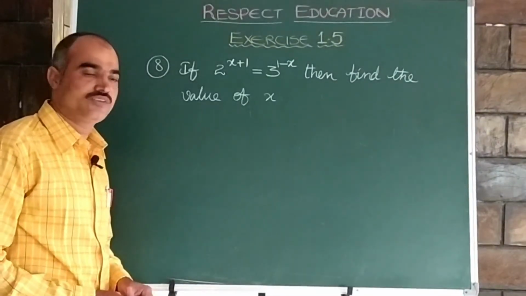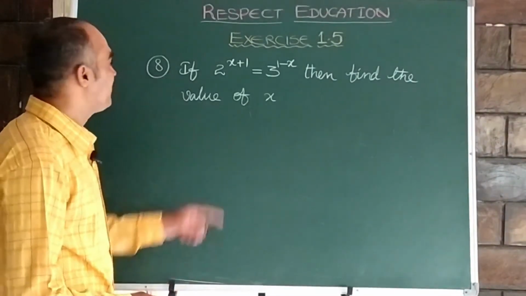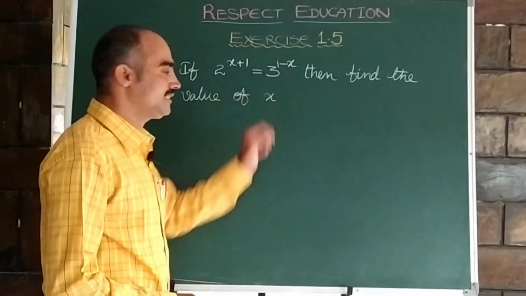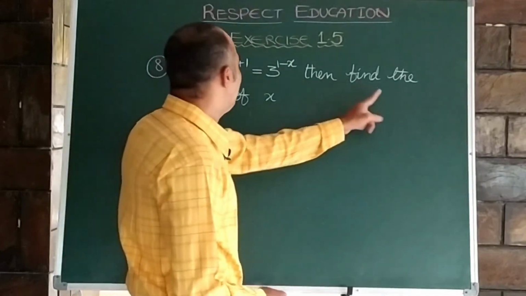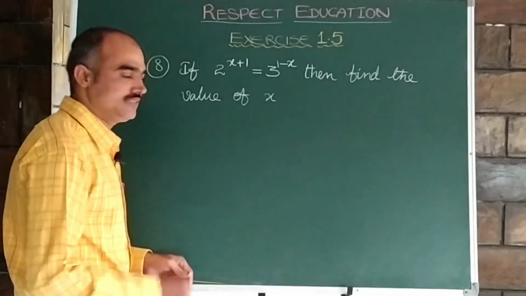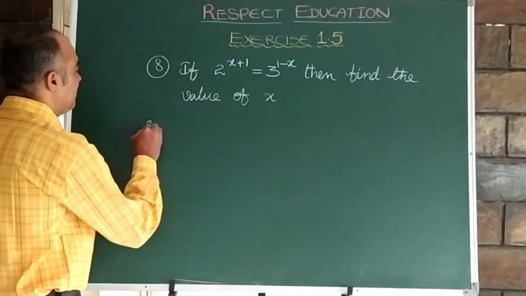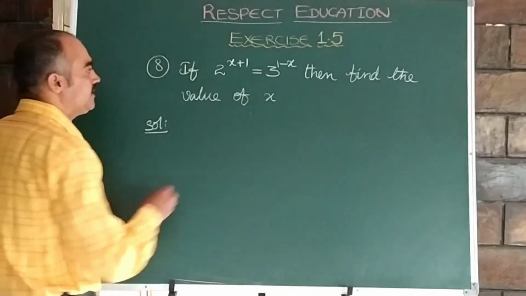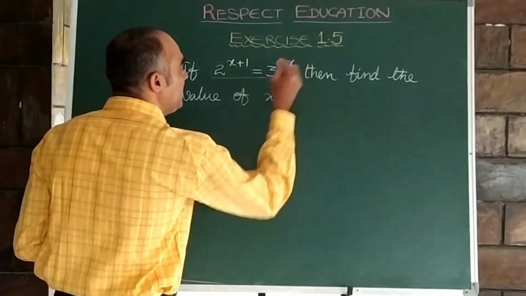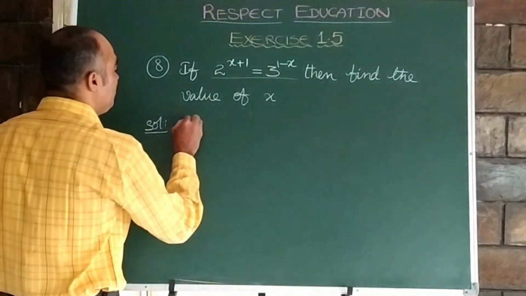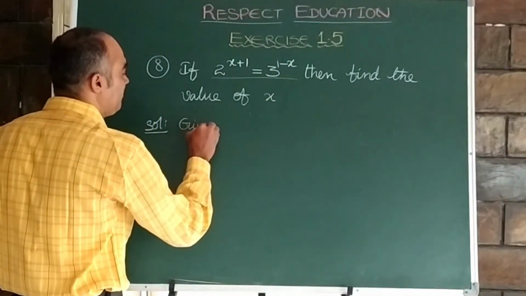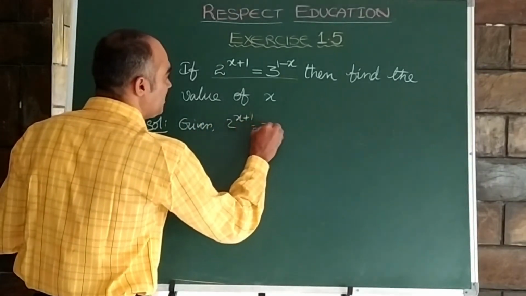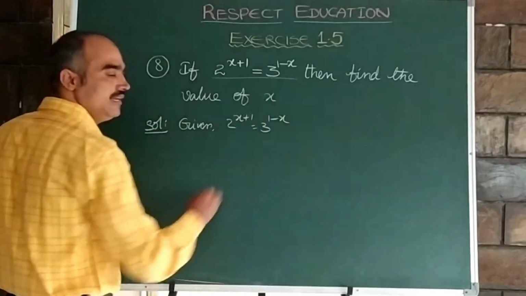Now let us see the next question, that is question number 8. If 2 power x plus 1 equals 3 power 1 minus x, then find the value of x. So here, this is an if condition, children. So it can be used completely, right? So we can write it as given: 2 power x plus 1 is equal to 3 power 1 minus x.